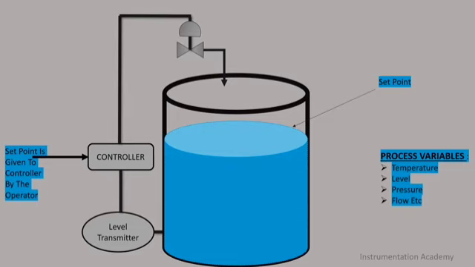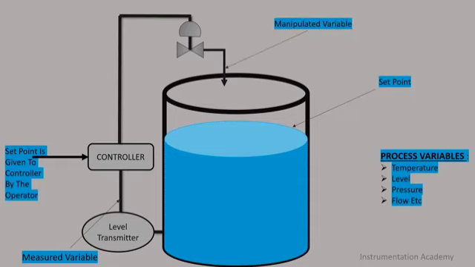Measured variable. It is the electronic or pneumatic representation of the value of process variable. Measured variable typically comes from a transmitter which measures the process variable and produces an output representative of it. In this example, the level transmitter is measuring the level in the tank.